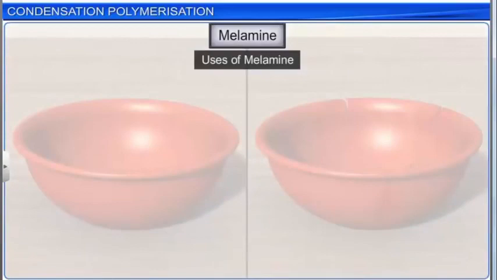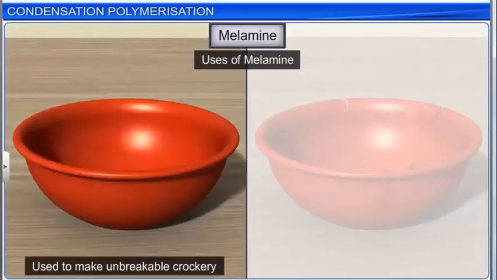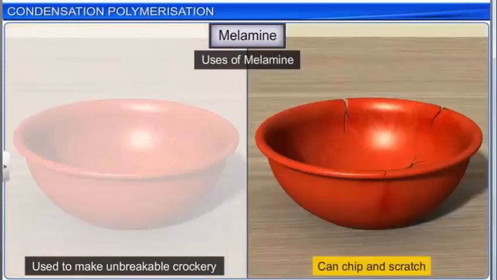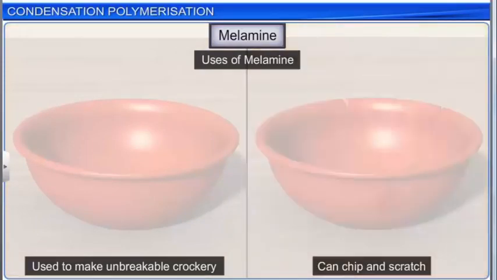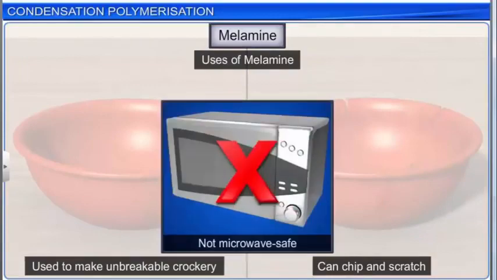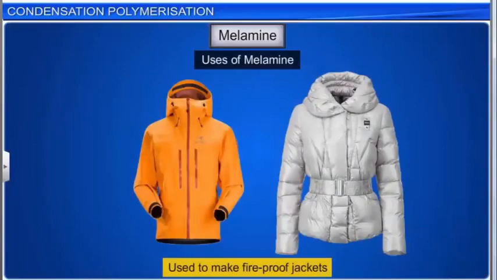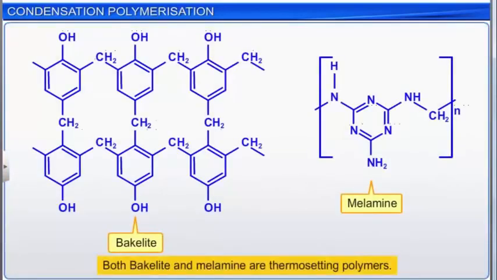Melamine is used to make unbreakable crockery. However, it can chip and scratch, and it is not microwave safe. Melamine is also used to make fireproof jackets. Note that both bakelite and melamine are thermosetting polymers.